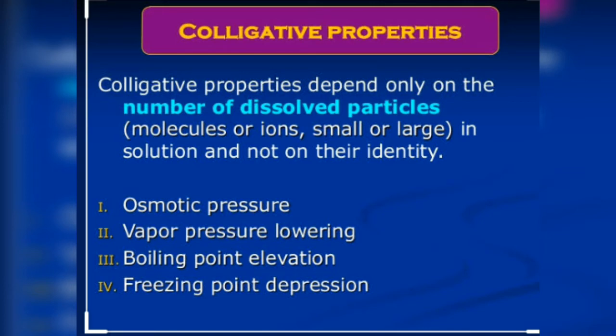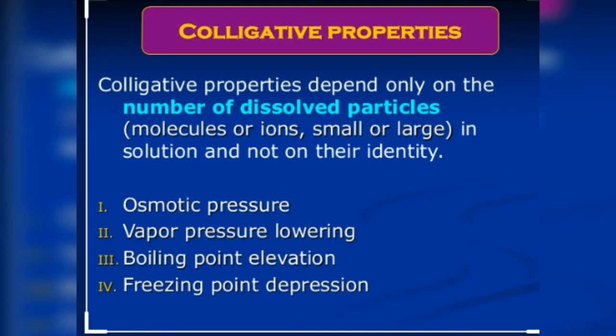Dear student, colligative property depends only on the number of the dissolved particles, that may be molecules or ions, small or large in size, in the solution, and not their identity. Let me tell you, we are not describing which ion is present, like whether sodium or chlorine is present. We are irrespective of the particular type. We depend on the number of the particles, that is molecules or ions. So that is a very important one. Especially osmotic pressure, vapor pressure lowering, boiling point elevation, freezing point depression.